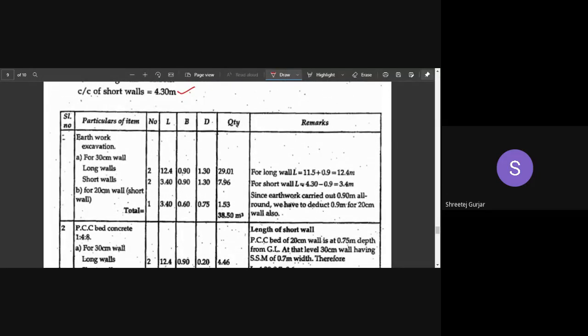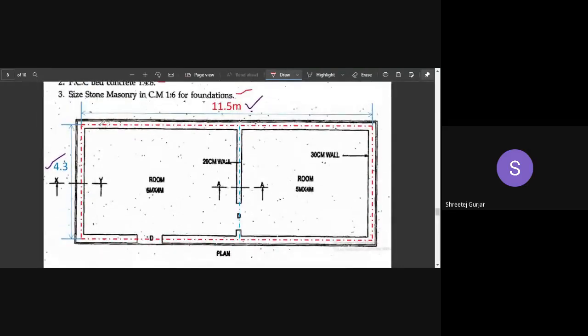So coming to your item of work. The first item of work that we are concerned with is earthwork in excavation. So write down under particulars of items. So first is your earthwork in excavation. Under that, first you have to write down 30 centimeter long wall. Under that you have to write A, categorize it as A, and mention for 30 centimeter wall. So in 30 centimeter wall, that is your external wall, which I have marked in red.